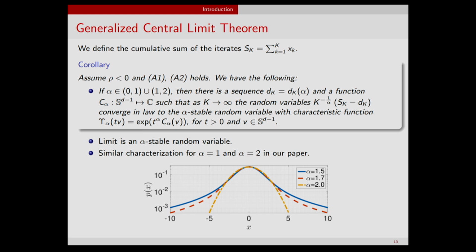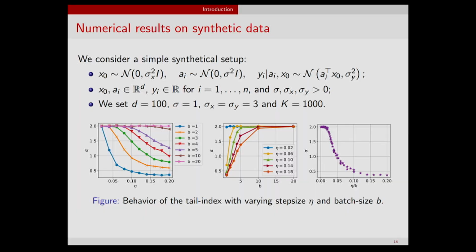But at the end, what we can prove is that if you average your iterates, you won't see anything Gaussian, but you will see something alpha stable. Right? Meaning that if you look at the averaged iterates, if you subtract and then divide by the right normalization, you will converge to an alpha stable random variable. All right? And then we did a bunch of numerical experiments just to verify our results.